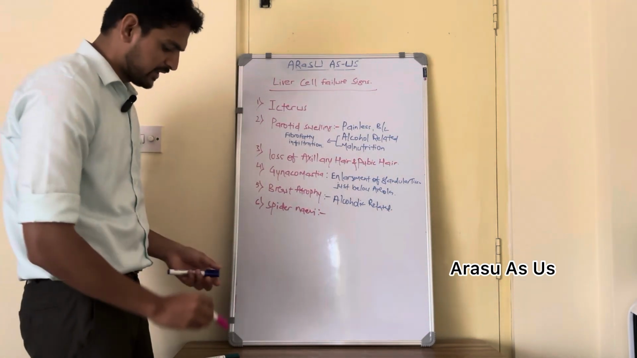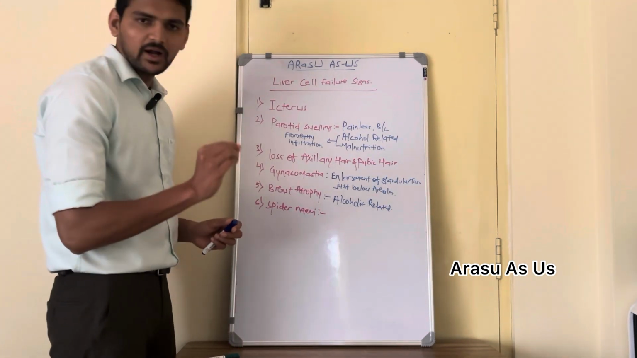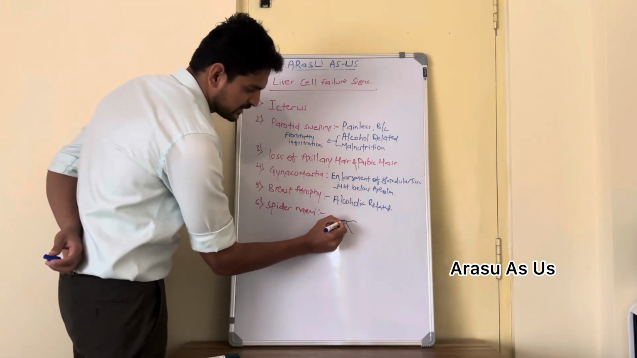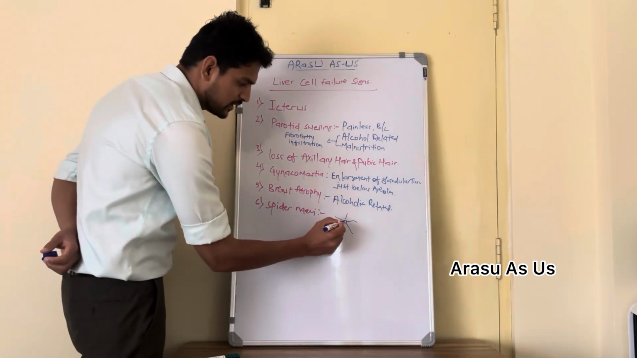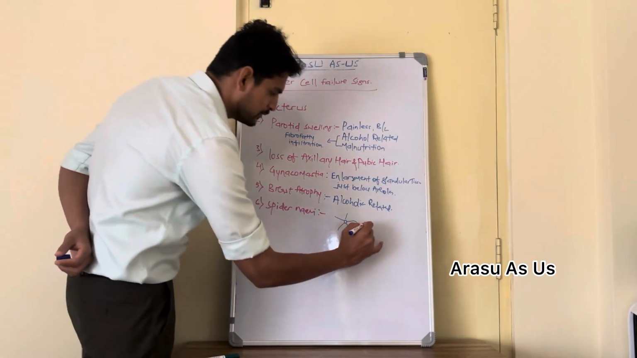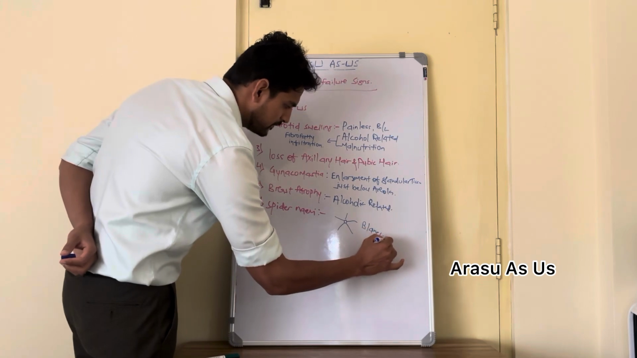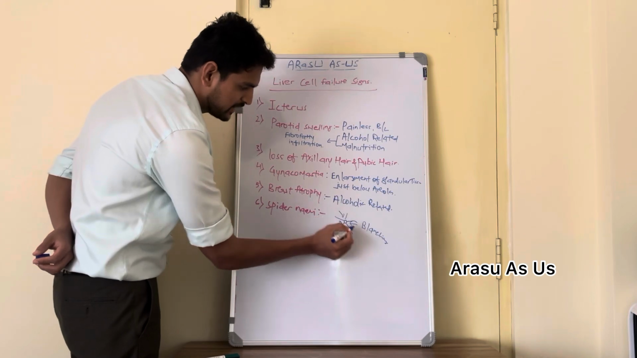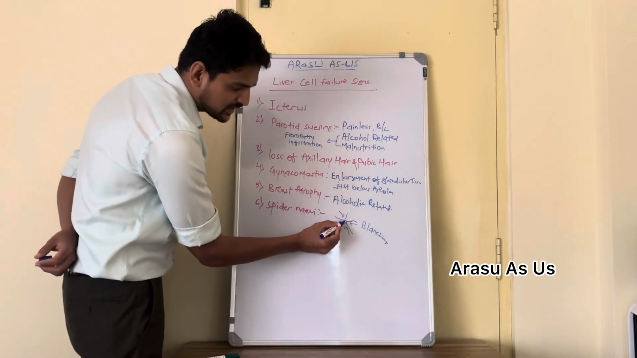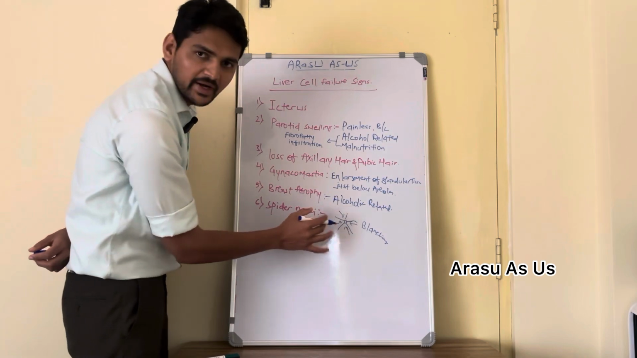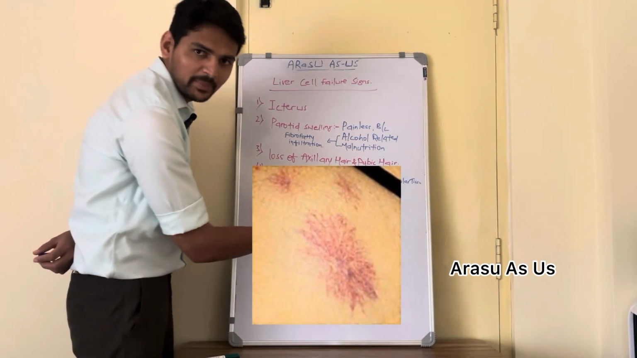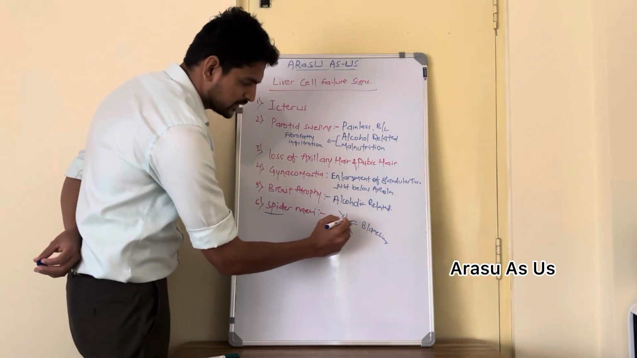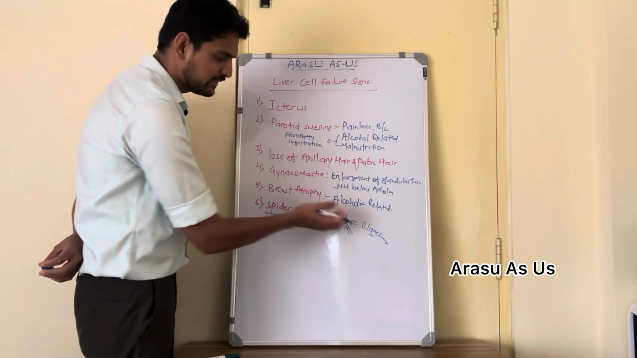So what is the meaning of spider nevi? There will be a central arteriole with radiating vessels around it, and when we give some pressure, it will blanch, and the blood will refill from periphery to center. Because of this structure, that is a central arteriole with sideward radiating vessels, it appears as a spider web. That's why the name spider nevi. So it is blanchable, and the blood will refill from periphery to center.